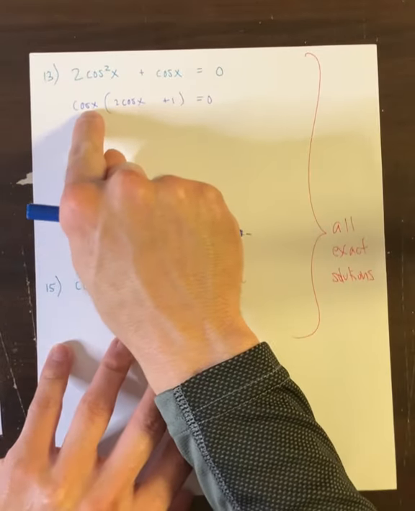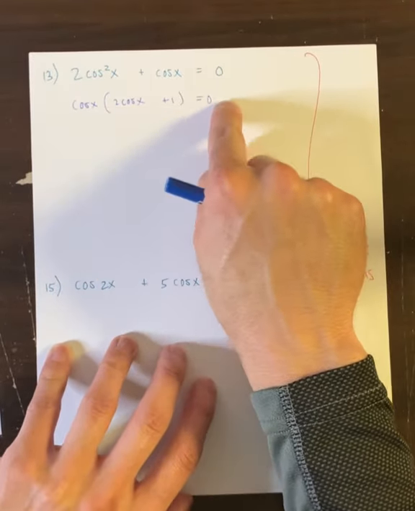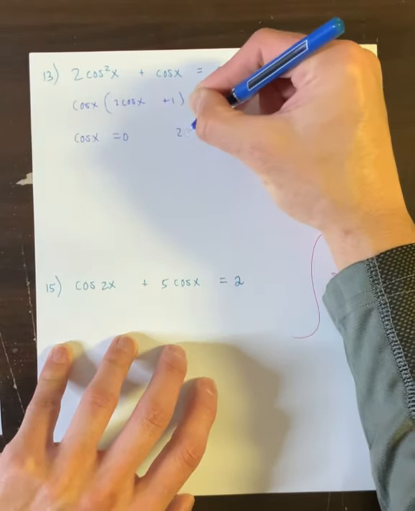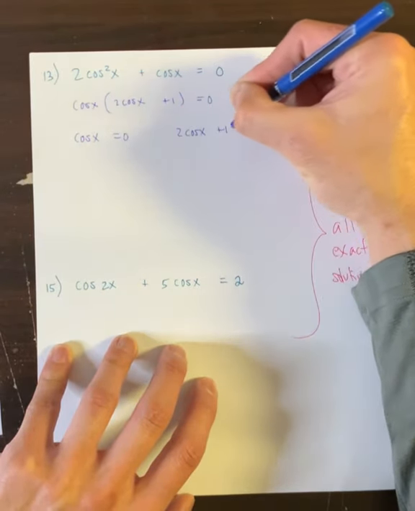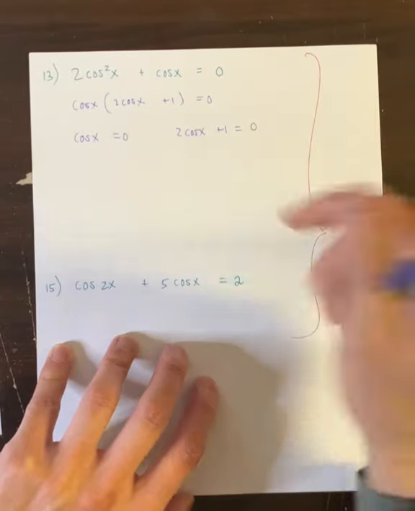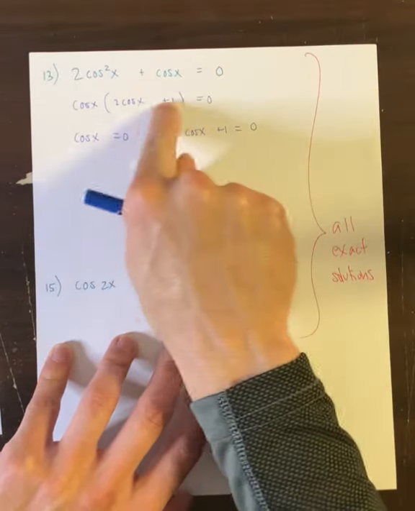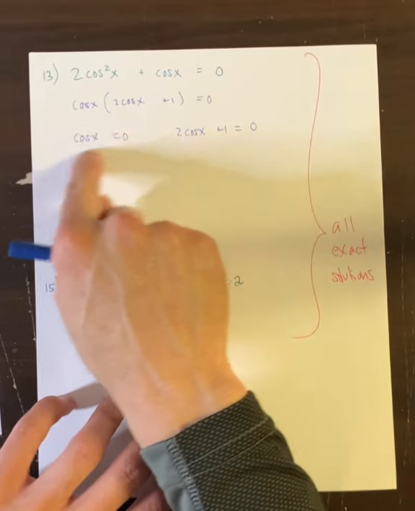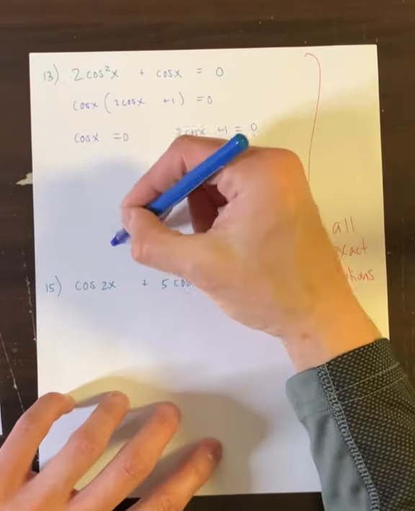Now, because I have this thing times this thing equals 0, by the zero product property, we set each piece individually equal to 0. So this equals 0 and this equals 0. Now solve each equation. I like to think of this equation by interpretation.